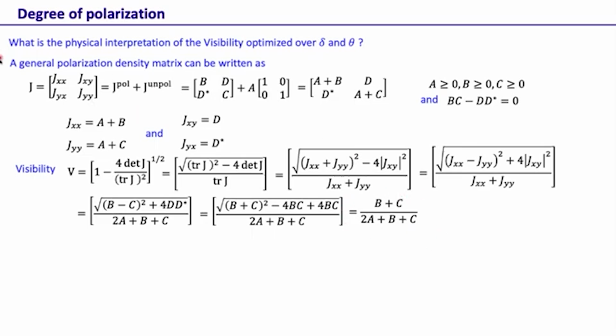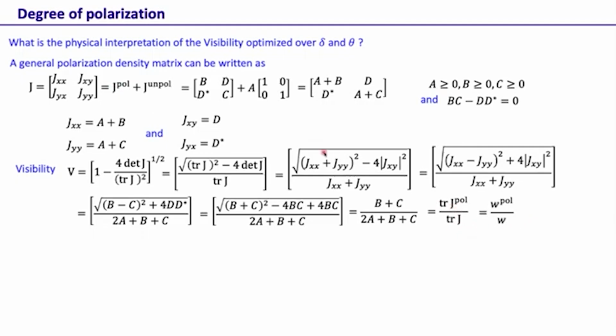So this is with the understanding that we have written our J like this, A plus B, A plus C, DD star. Now what is B plus C? B plus C is the trace of this polarization matrix. So if we take the incoming field as having two parts, one completely polarized, one completely unpolarized, this is the trace of the polarized part, and 2A plus B plus C is the trace of this whole J. So visibility is the trace of the polarized part divided by the trace of the whole density matrix.